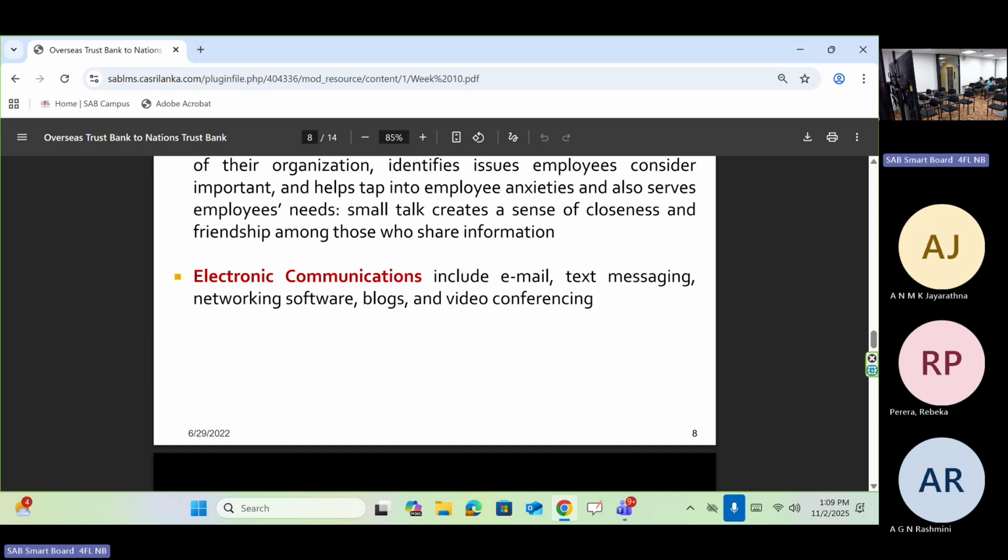Website. Those are electronic communication. So formal and informal all happen. Right. That's how the different communication types used by organizations or used in societies should be identified. Right?